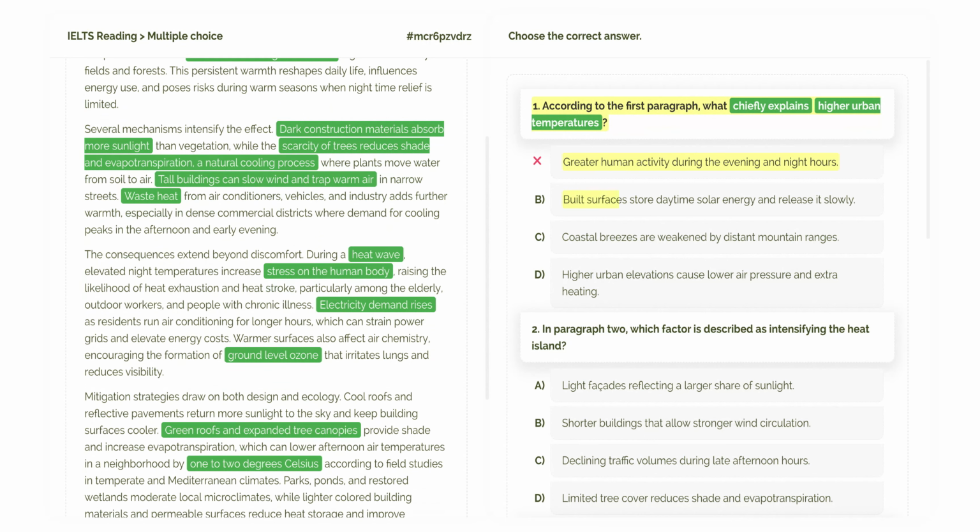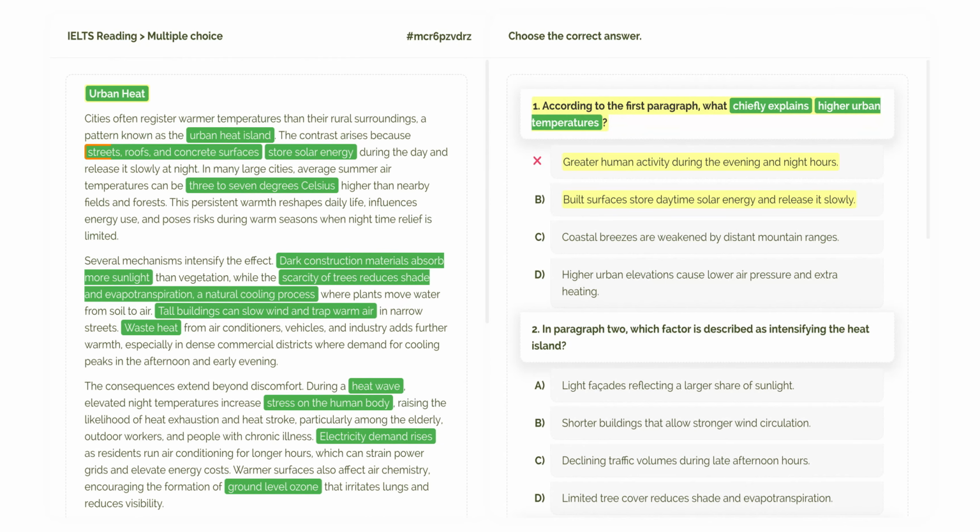Built surfaces store daytime solar energy and release it slowly. Now let's look at this option. The first paragraph says, the contrast arises because streets, roofs, and concrete surfaces store solar energy during the day and release it slowly at night. This is a perfect match. Built surfaces is a paraphrase for streets, roofs, and concrete surfaces, and the rest of the sentence is almost identical to the text. This option is correct.